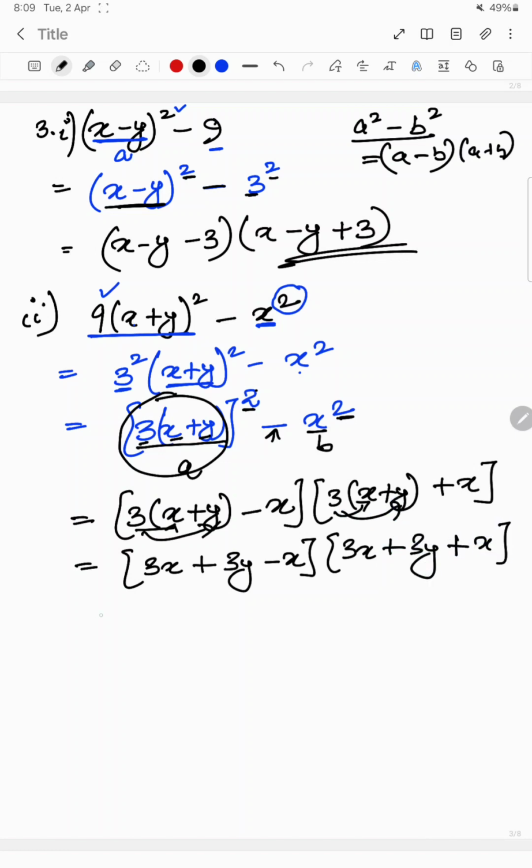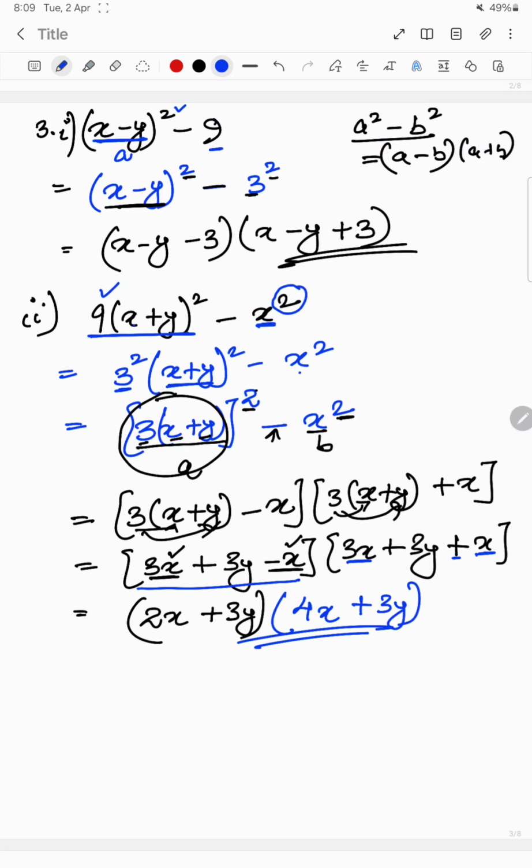So I have now 3x here, and here I have minus x. So 3x minus x, when you subtract, you will get 2x, 2x plus 3y from this part of the solution. Into this is 3x and here is x, and in between them is plus. So 3x plus x, adding the x's you will get 4x plus 3y. This is the solution for question number 3.2.